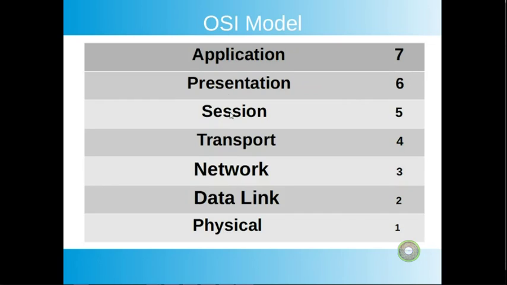So this is the 7-layer model. I'll repeat again. It's physical, data link, network, transport, session, presentation, application. You might not need to write it down.